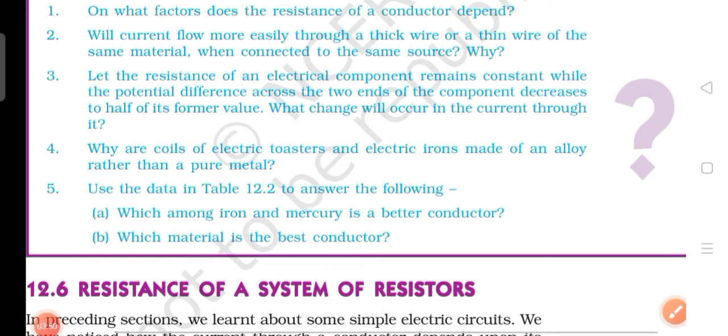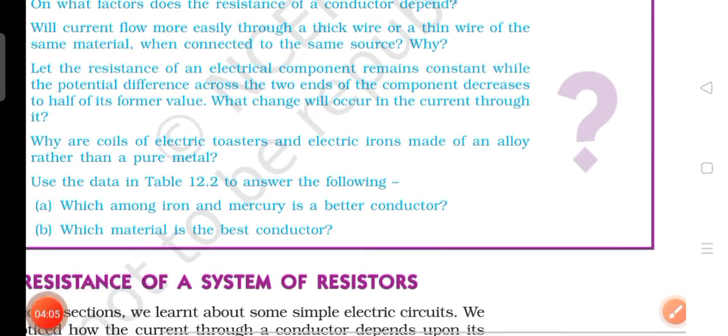Now next question: let the resistance of an electrical component remain constant while the potential difference V across the two ends of the component decreases to half of its former value. What change will occur in the current through it? So I'll be solving this third question here. Pay attention. R will be constant while the potential difference V decreases to half of its former value. What change will occur in the current through it?